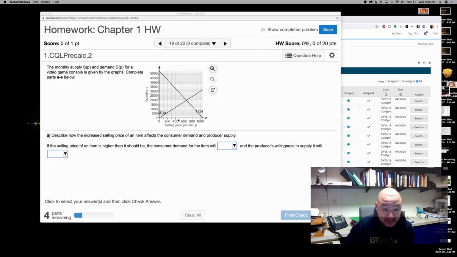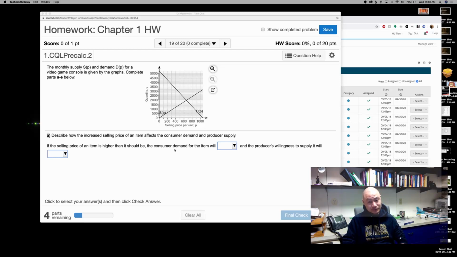So for example, at $600 per unit, suppliers are willing to make a little under 2,000 of these units, but people are willing to buy about 2,200 of these units. And so we have some discrepancy there. And so the first question here is, if the selling price of an item is higher than it should be, the consumer demand for the item will what? And the producer's willingness to supply it will what?